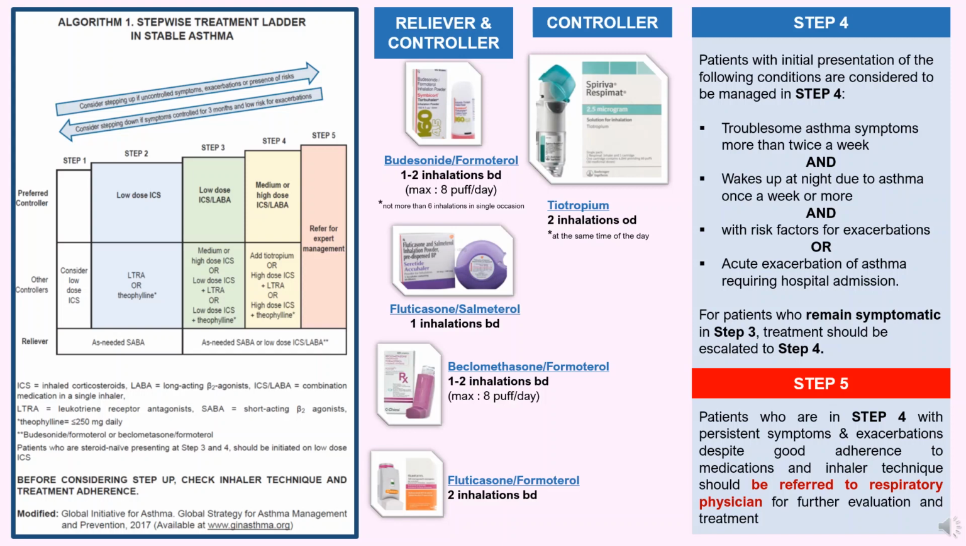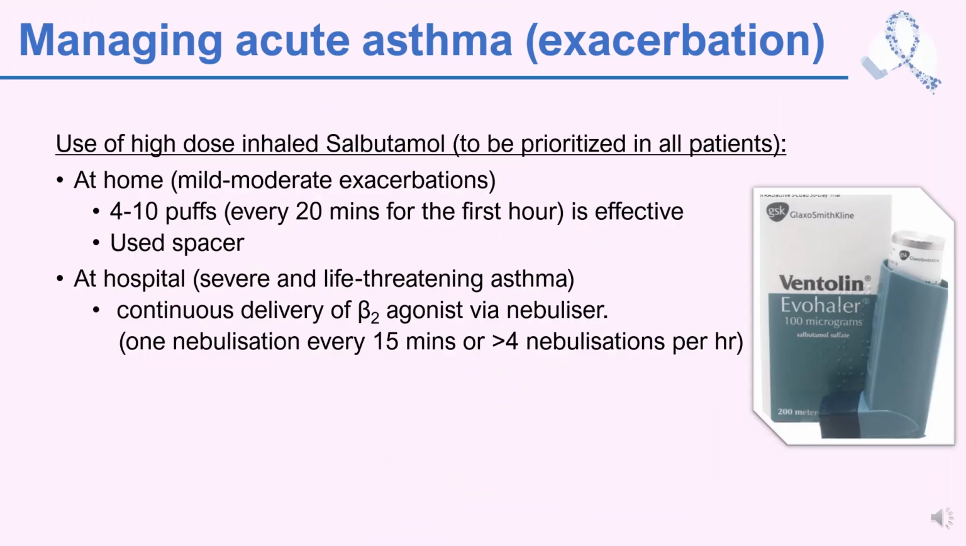Patients who are in Step 4 with persistent symptoms and exacerbation despite good adherence to medication and good inhaler technique should be referred to a respiratory physician for further evaluation and treatment. To manage the acute asthma exacerbation, high-dose inhaled salbutamol up to 10 puffs every 20 minutes for the first hour is effective for all patients. For severe and life-threatening asthma, the salbutamol will be delivered through nebulizer.